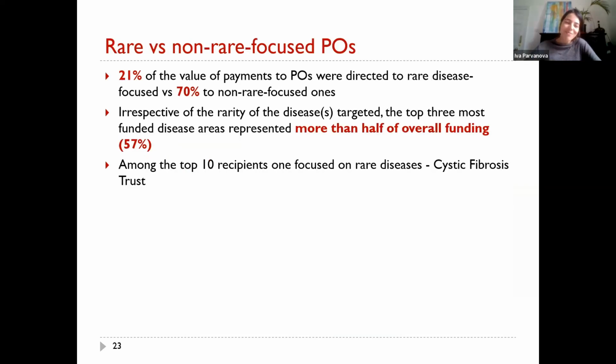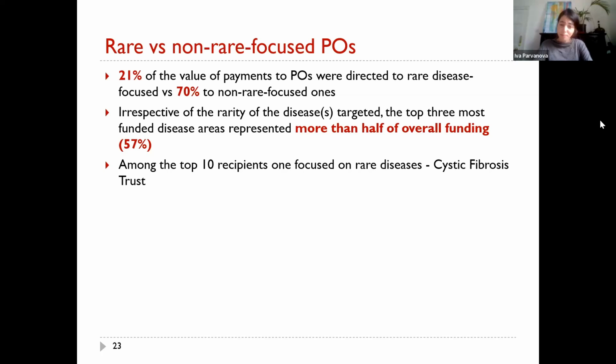Thank you. As the focus of the paper really was to establish the difference between rare and non-rare focused patient organizations, we decided to look at more of a breakdown of the data and see what is going on when we look at rare and non-rare focused patient organizations separately. And as expected, much less of the overall value of payments to patient organizations was going to rare disease focused patient organizations than to non-rare ones. And that was 21% for rare and 70% for non-rare ones.